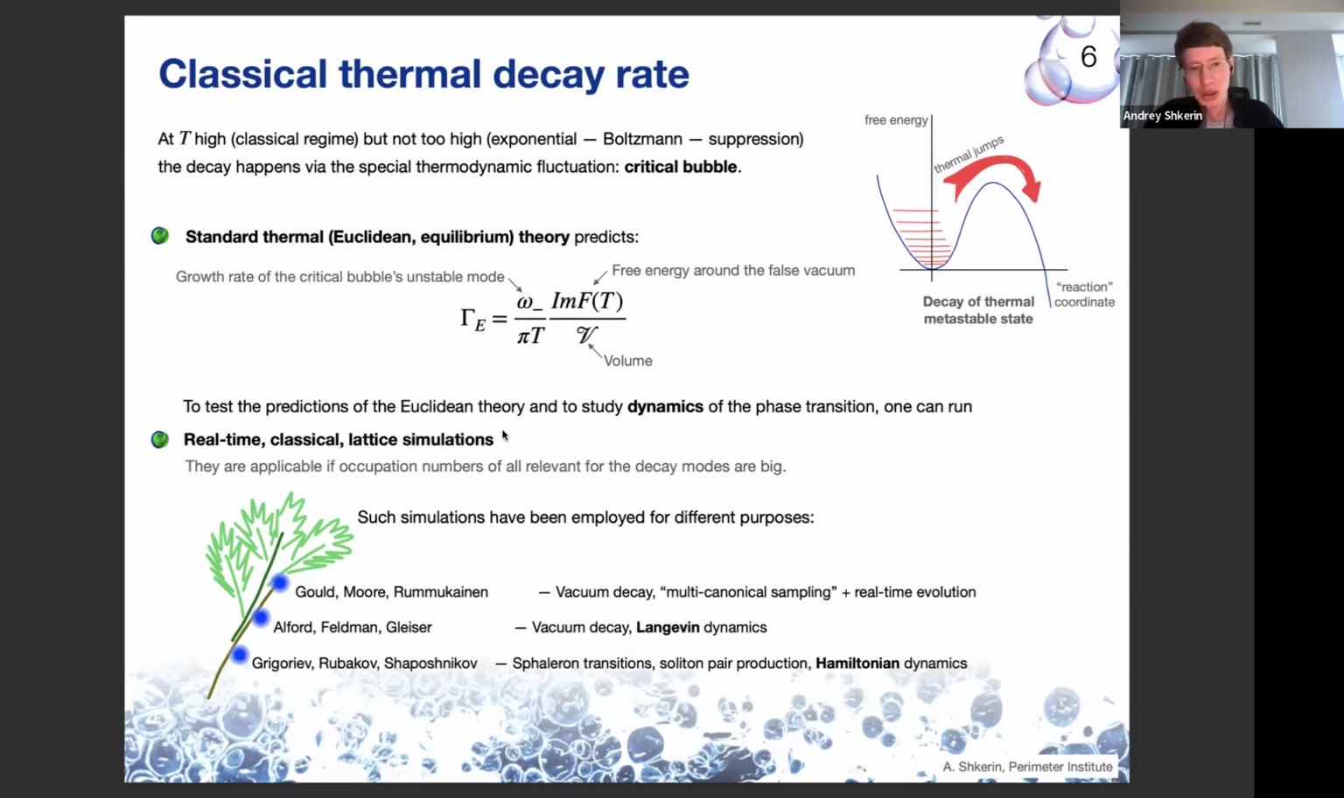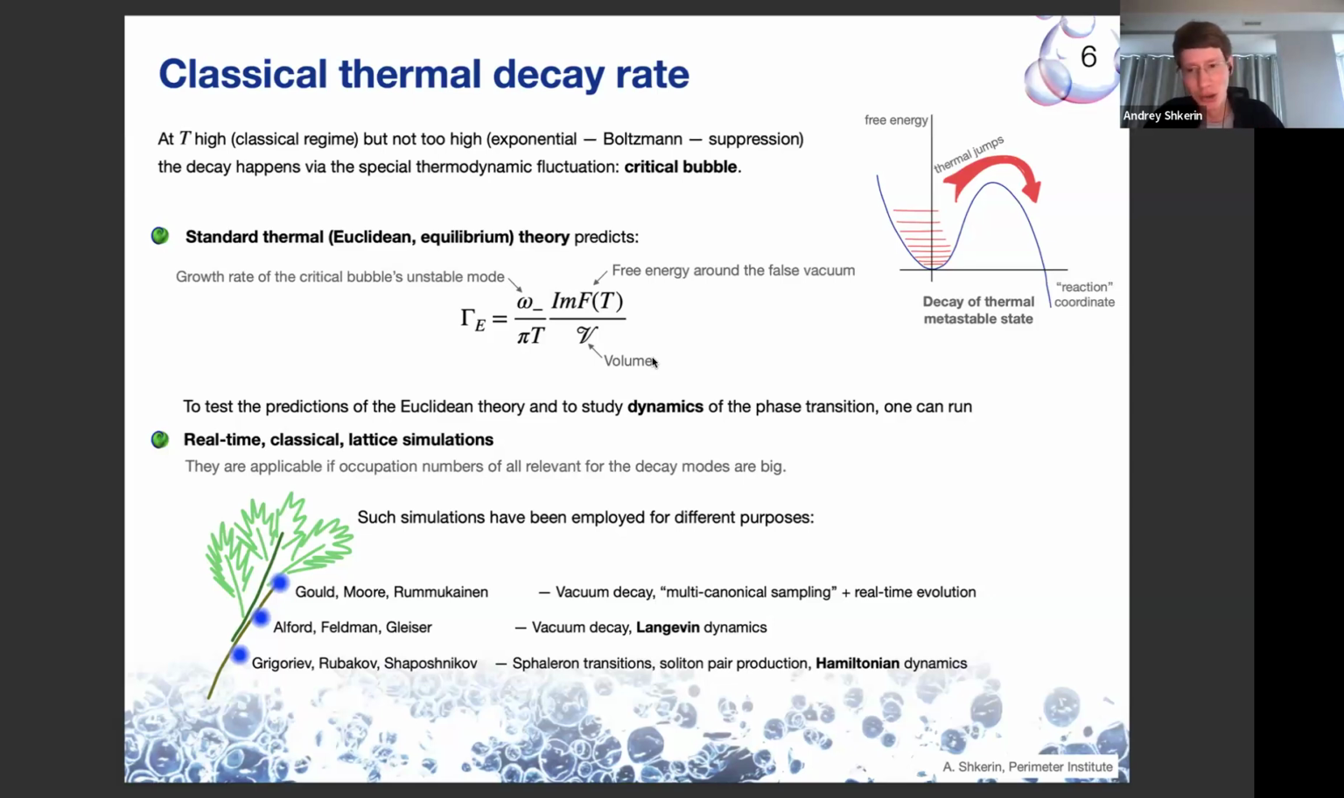here one can use real-time classical lattice simulations. Indeed, in the classical regime, if the occupation numbers of all degrees of freedom relevant for the decay are big, then we can just model the theory classically on a classical lattice with appropriate initial conditions. We can run the numerical simulation and just see what happens. So this is a numerical experiment. And we can measure the observables, including the decay rate, and compare them with the prediction of the Euclidean theory.